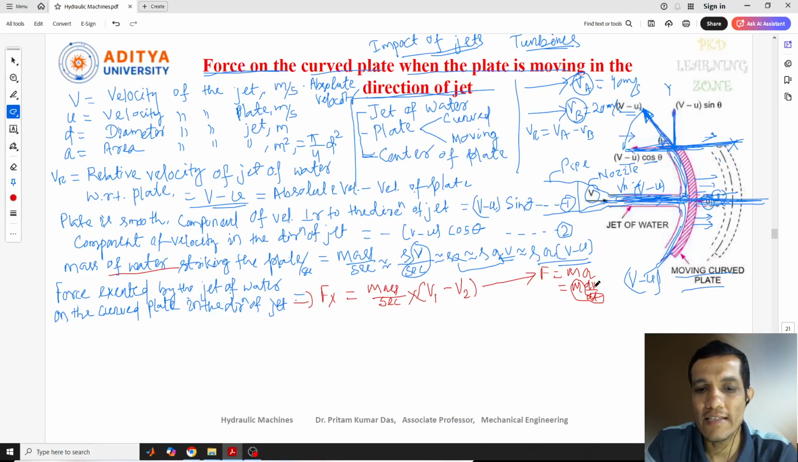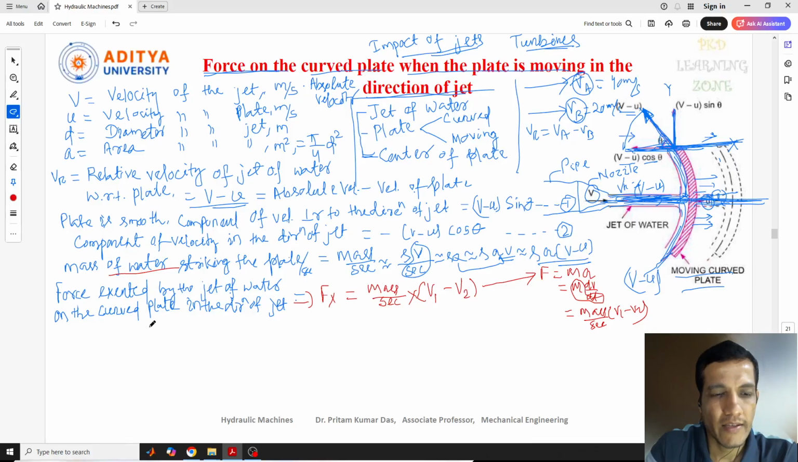Change in velocity is nothing but v1, the initial velocity at which the jet strikes the plate, and v2 is the final velocity. So we can again write this as mass per second times (v1 minus v2). Why v1 minus v2? Because we are considering the impact of the jet, the force exerted by the jet on the plate, so we take the initial velocity v1. If it were the force exerted by the plate on the fluid, on the jet, then we would consider v2 minus v1. So we need to consider it in this way.